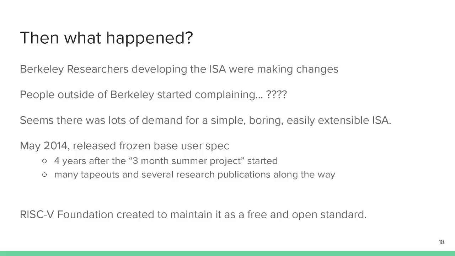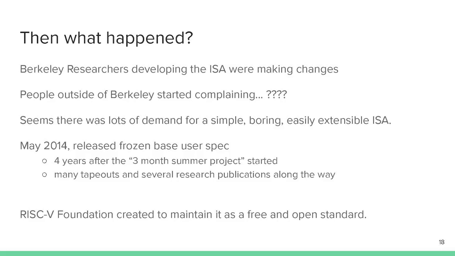But then if you change something, people are like, wait a minute, my computer doesn't understand your code anymore. What happened? Oh, you guys changed the ISA. This is getting annoying. So they decided in May 2014 to freeze the user spec. So they decided, 4 years after the 3-month summer project started, they had made enough learnings from all these tape outs and publications that they'd done along the way. They did a ton of work on how the bits actually get lined up in the instruction to make sure they'll be really easy to decode. And so in May 2014, they said, this is frozen. We're not going to change it anymore because people care.